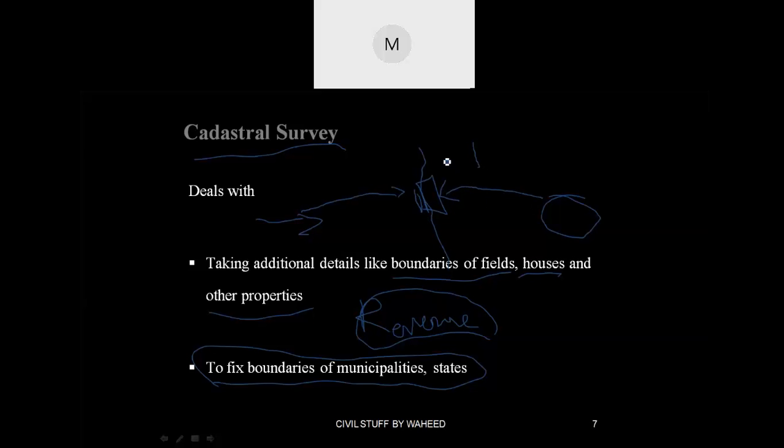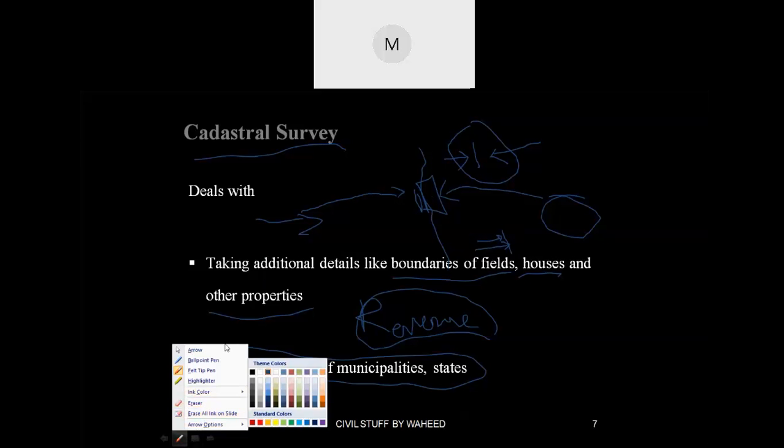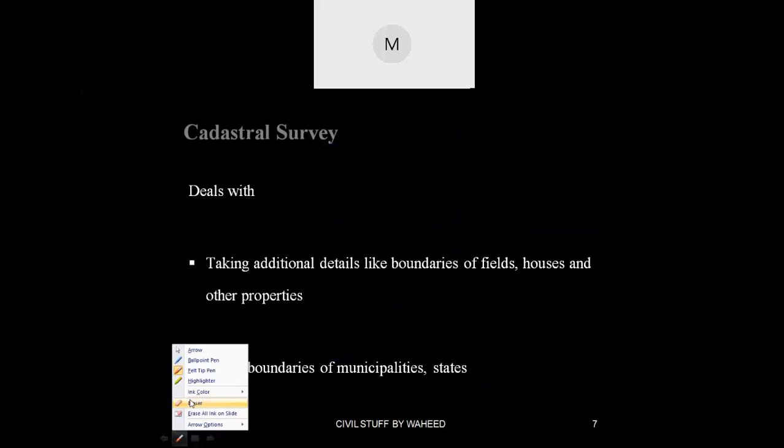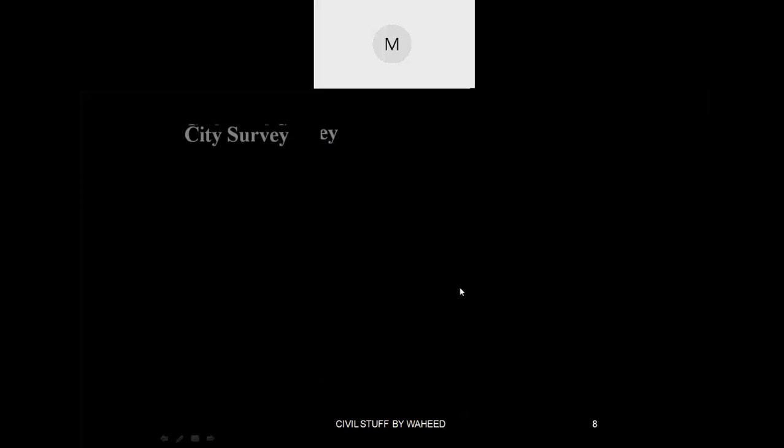Means on a single board this side, welcome to Siddipet, and welcome to Sircilla, like that you will be getting the boards. At the same time you can see Sircilla Prarambam and Siddipet Mugimpu, like that the boards will be seen. All those, how are they fixed? By performing the cadastral surveys only. Cadastral surveys only, they have fixed up the boundaries of municipalities and states. That is nothing but a cadastral survey.